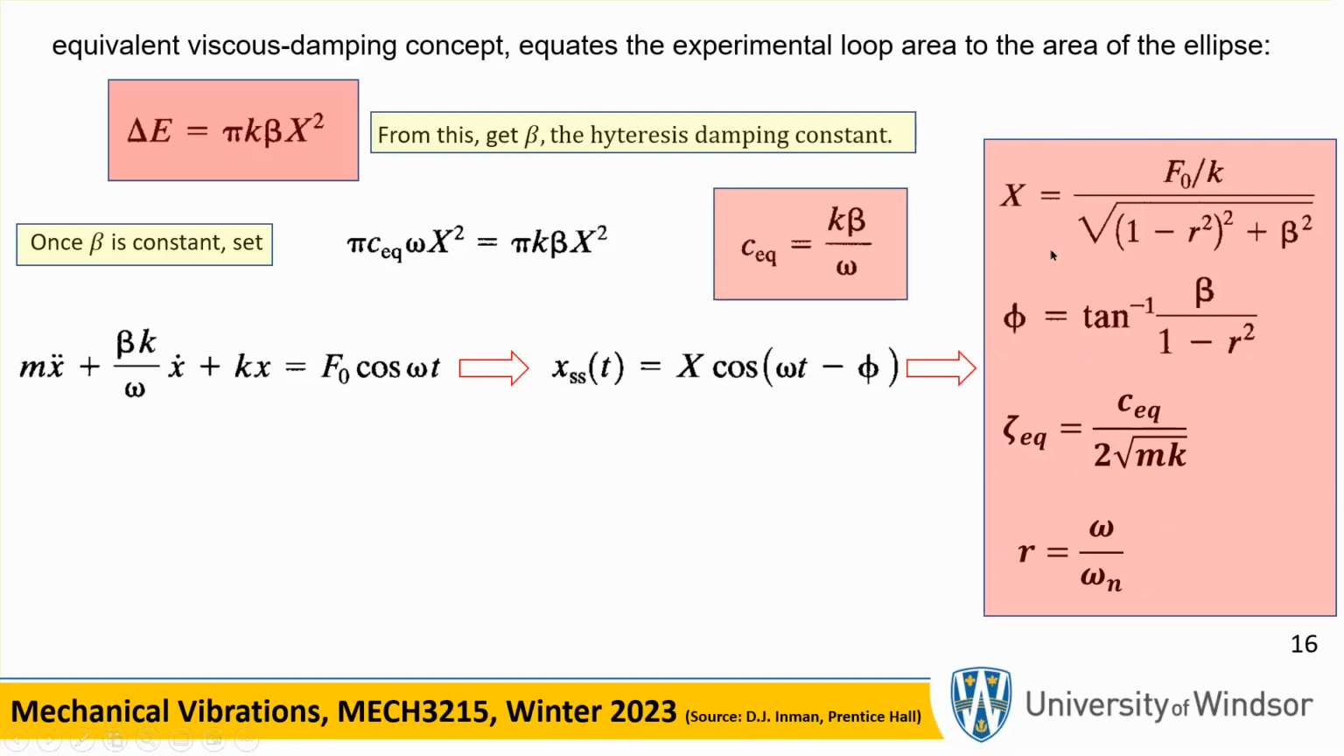So these are the equivalent viscous damping solution whenever you have to basically give up your material damping or hysteresis damping and replace it with a simpler situation. This is going to be an approximation, of course. You just keep that in mind.